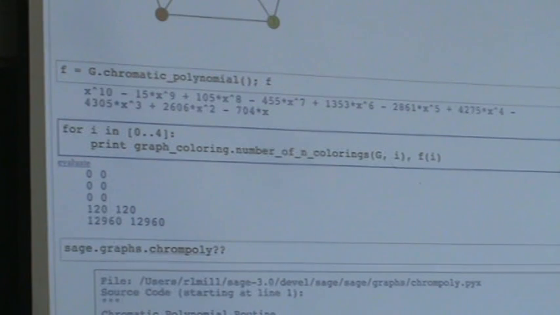So that means that the data that takes n to the number of colorings is finitely specified. So in particular, you can pack it into a polynomial. You can say that function is a polynomial. And that's what the chromatic polynomial is.